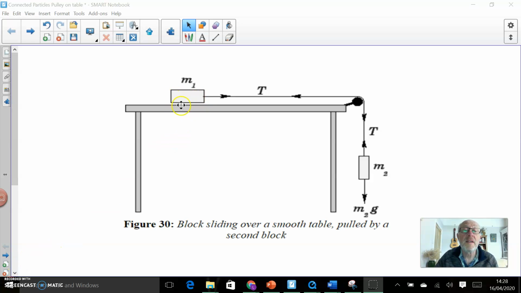We've got this mass here, this M1, and we've got the M2 here. We have a pulley on the edge of this table. So M1 is on the table, and then we have a string which is connected to M1, and it passes over the pulley and connected to M2. So M1 and M2 are connected by that string. M2 can move down, and M1 can move along the table.